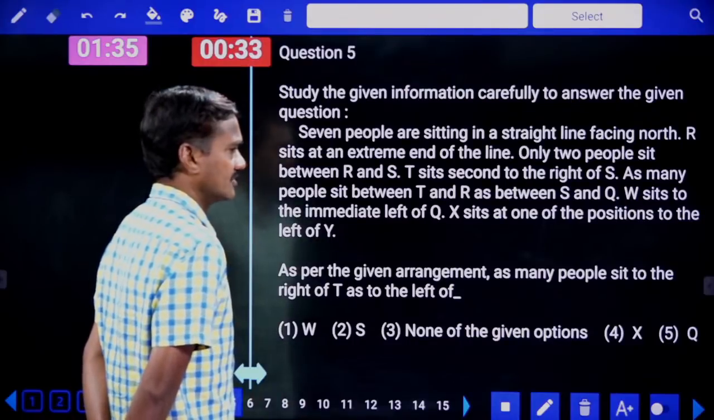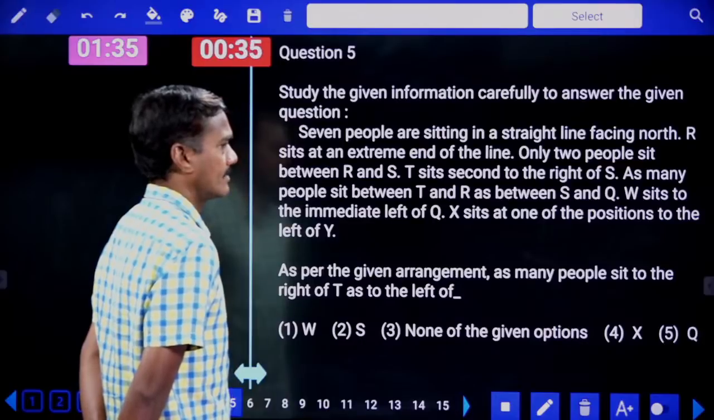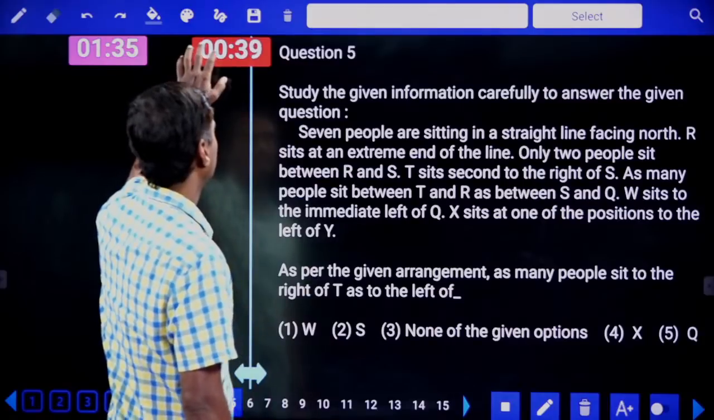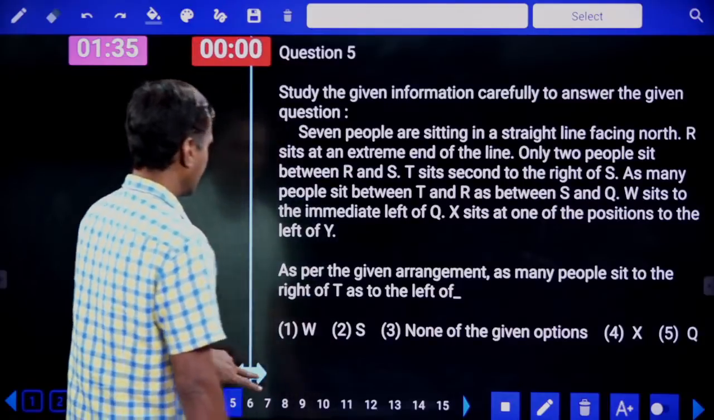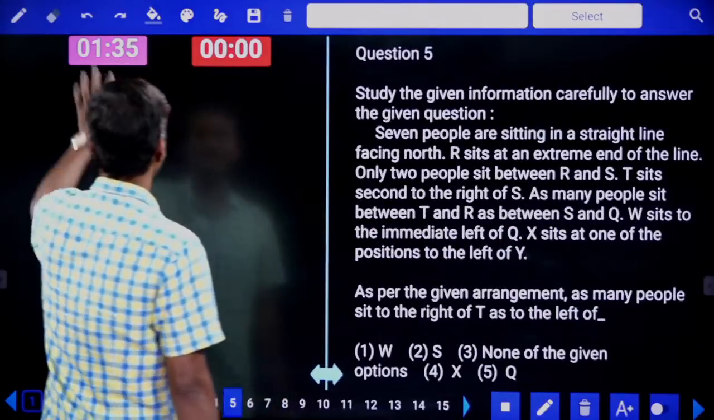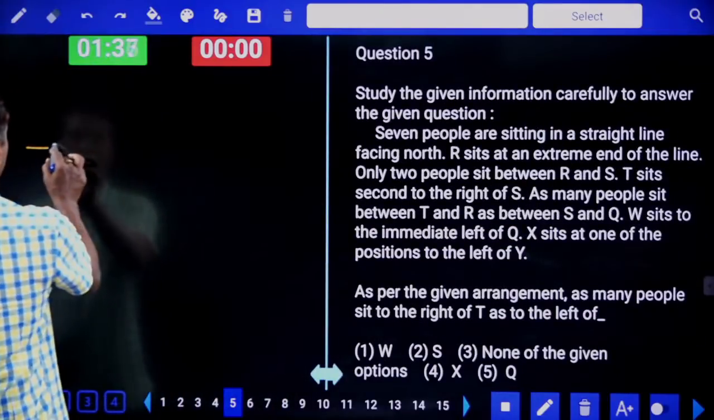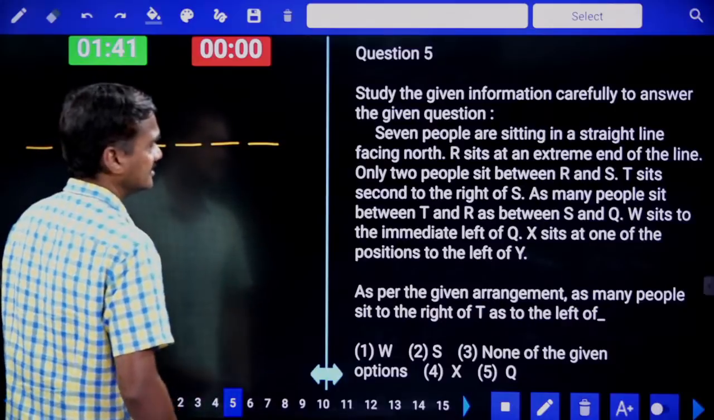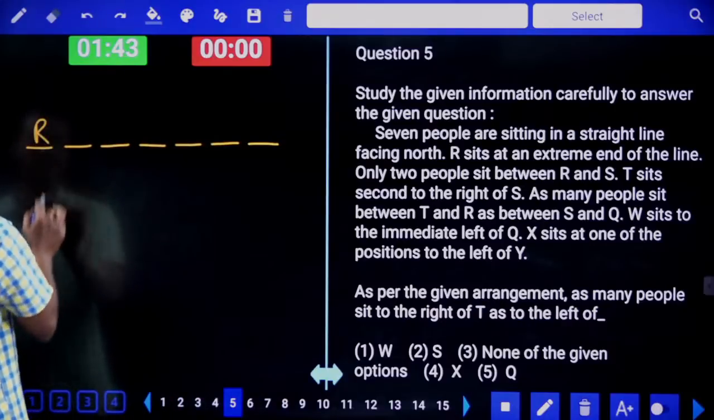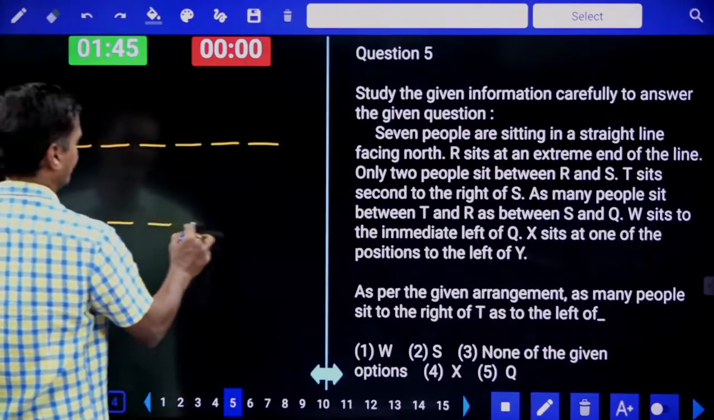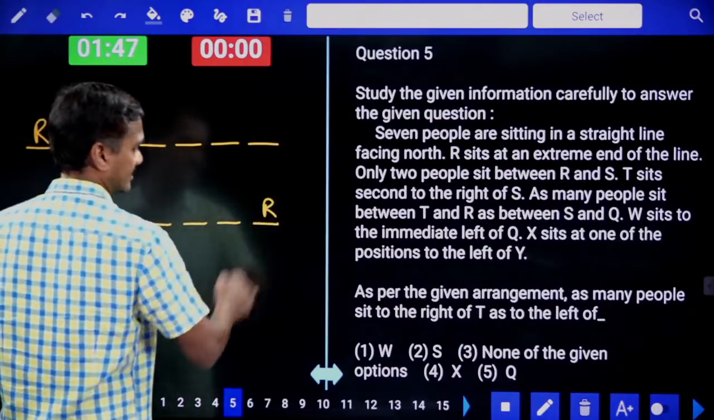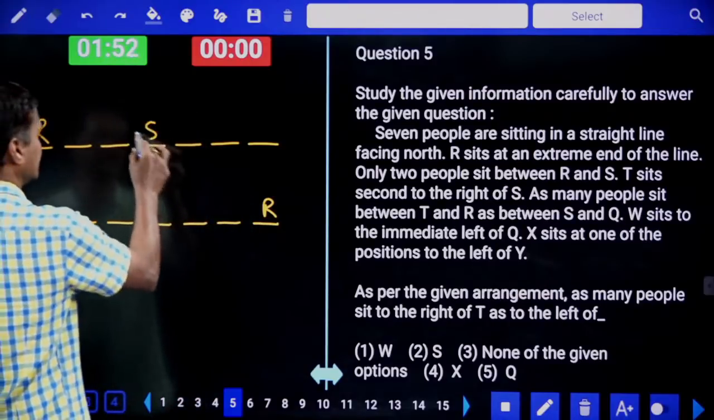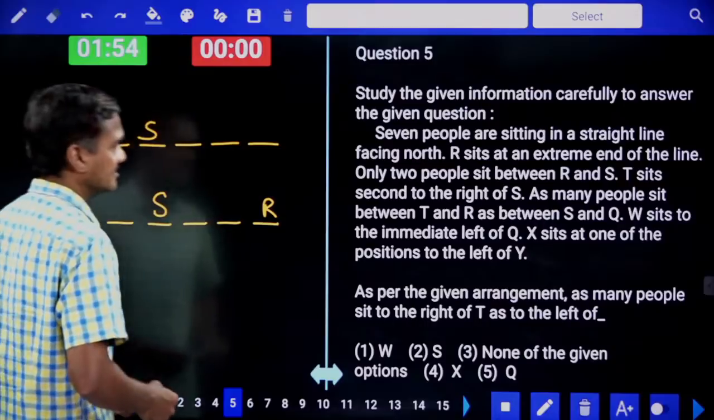It seems that most of you have done this. Then coming to this one, how many persons are there? There are 7 people. Now these 7 people are seated in a row facing towards north. And R sits at an extreme end of the line. R can be at the left extreme or R can be at the right extreme. And at the same time, only 2 people between R and S, S is here.